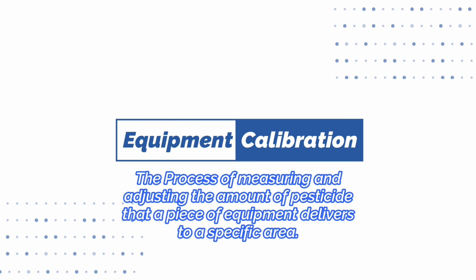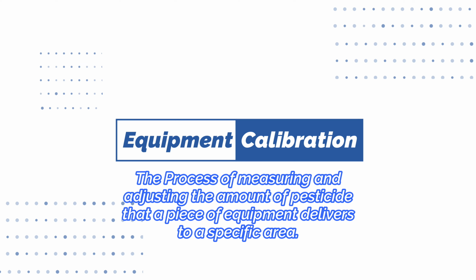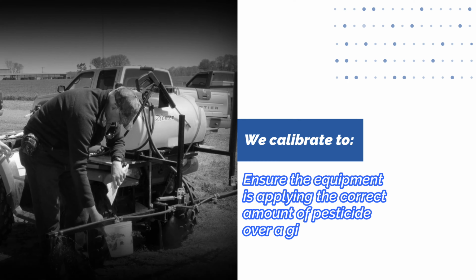What is calibration? Calibration is when you're working with your equipment, and what you want to do is ensure that your equipment is putting out the rate or the amount of the pesticide or mixture that you are anticipating it to do for that application. So basically, it's the process of measuring and adjusting the amount that your equipment outputs for the rate of the pesticide in a specific area.